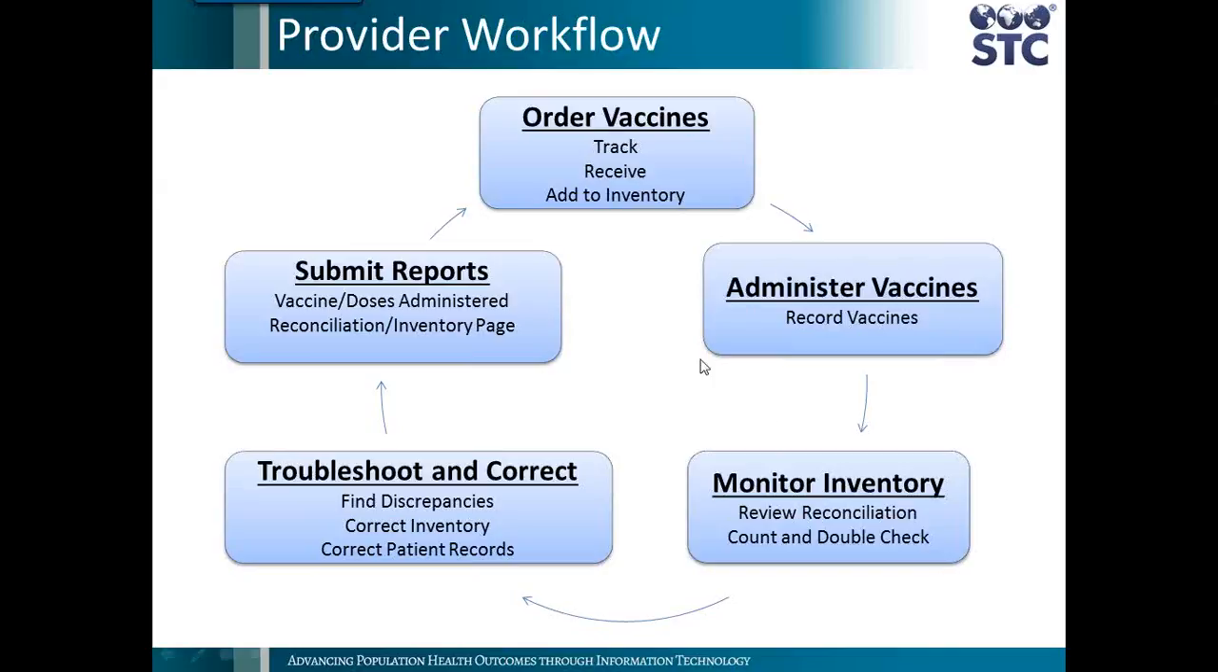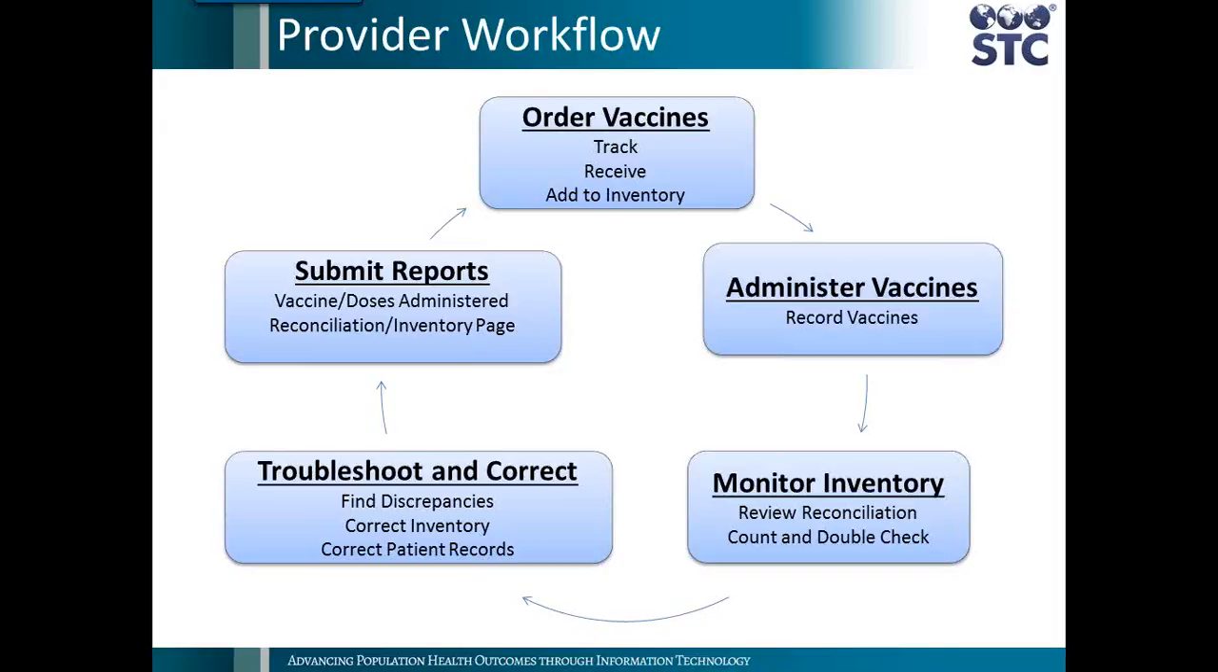Also, administering vaccines, that's the next step. So once you do have your physical vaccines, and once you've told the computer that you do have them, then you can start administering them. And once you start administering them, the system's going to track those, who you gave them to, when you gave them, and how many. So those will be tracked for you through the system, whether you come into the IIS and manually enter those by finding the patient and giving them the vaccine, or if you have an interface and that information gets sent over automatically.